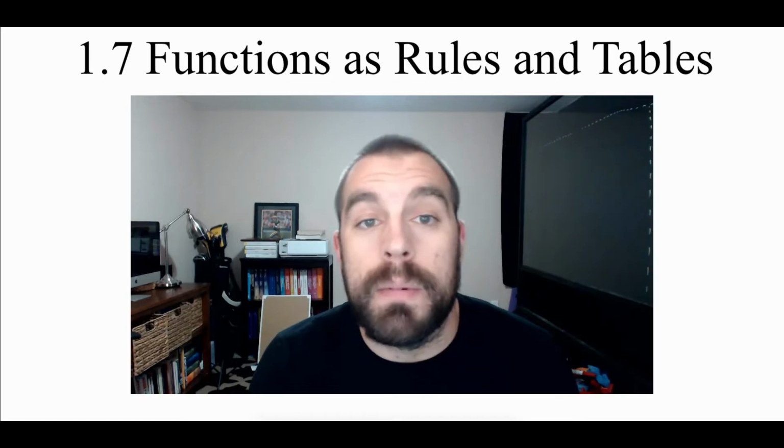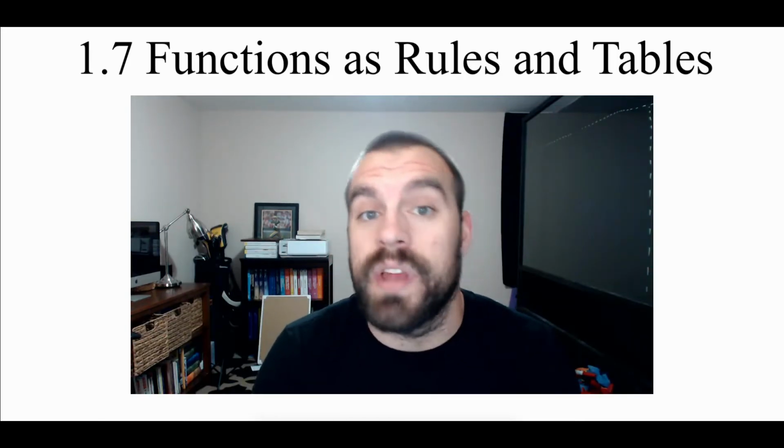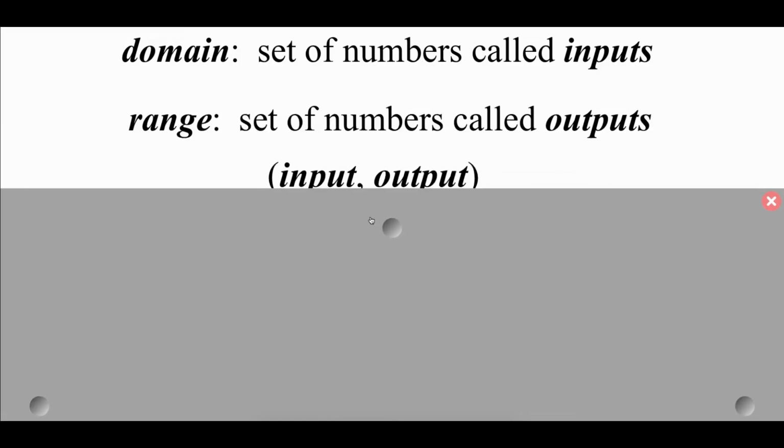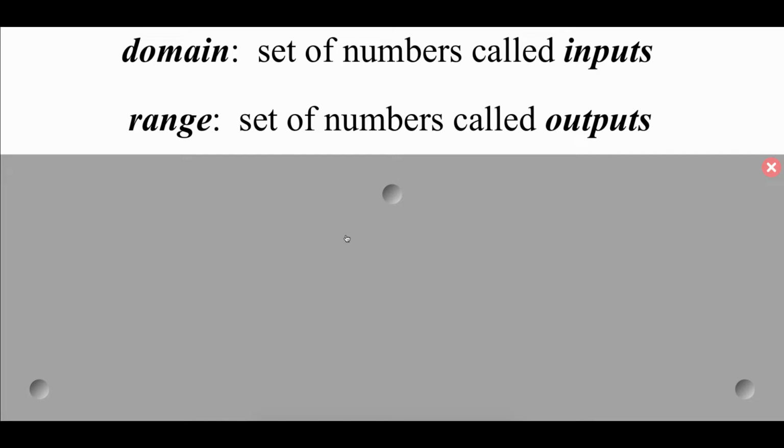In this video, we're going to be looking at functions as rules and tables. Now, before we get into what a function actually is, I've got just a couple of vocab words to take a look at. The first vocab word is domain, and that's the set of numbers which we're going to call our input values. We've also got something called the range, and those are the set of numbers that we're going to call our output values.